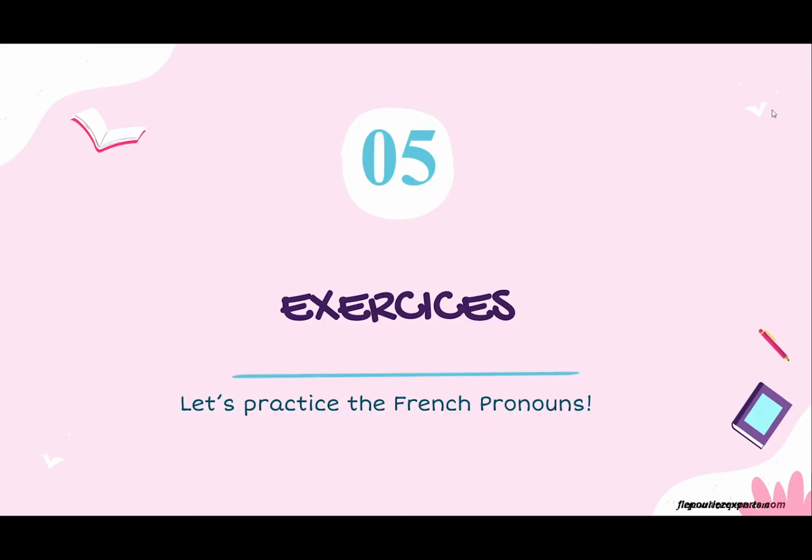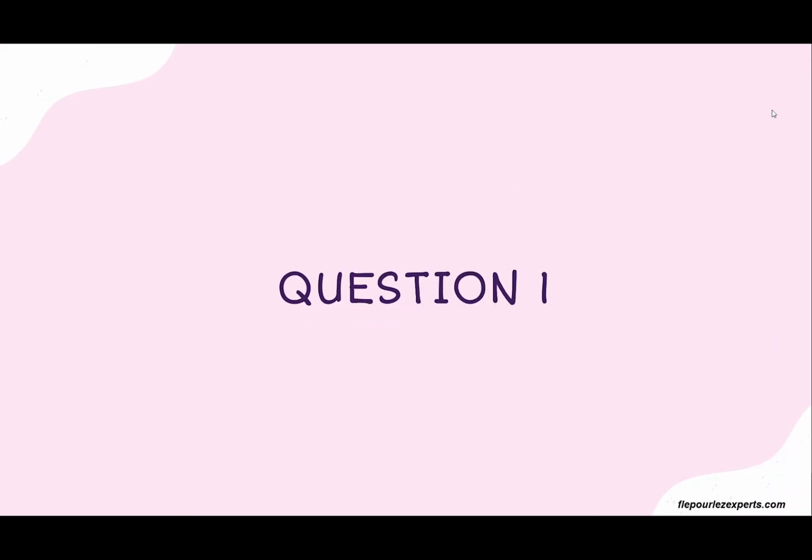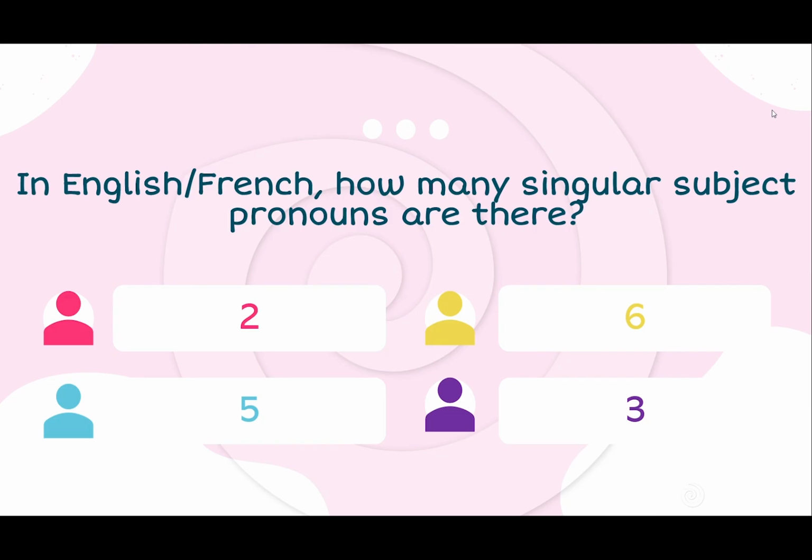Now let's practice whatever we have learned so far. So in English, French, how many singular subject pronouns are there? 2, 6, 5, 3. Singular subject pronouns. Remember from your lesson? Yes, there are 3. There are 3 singular subject pronouns.